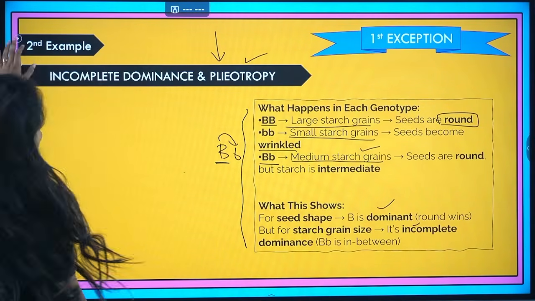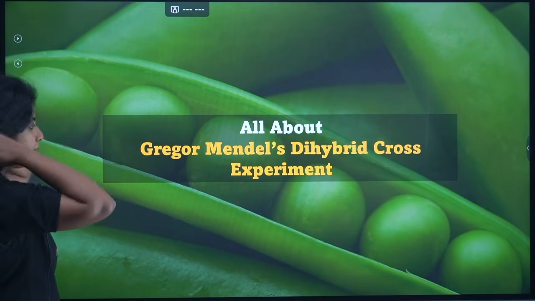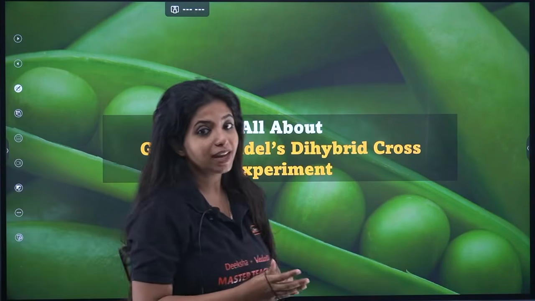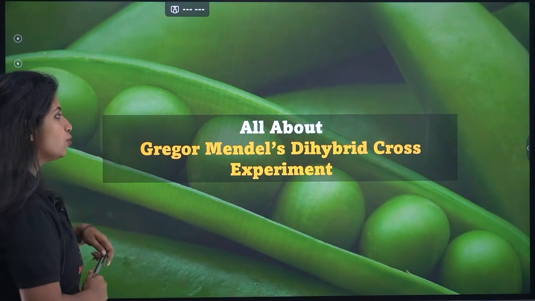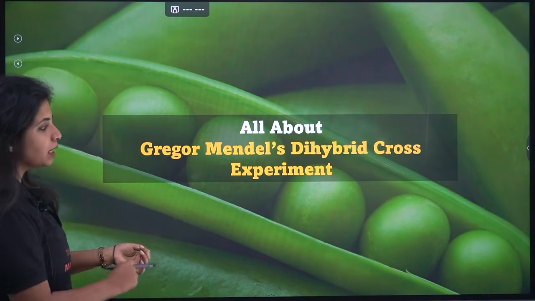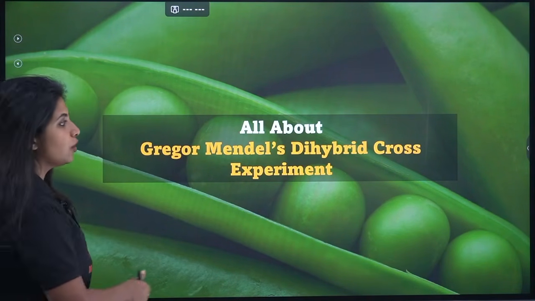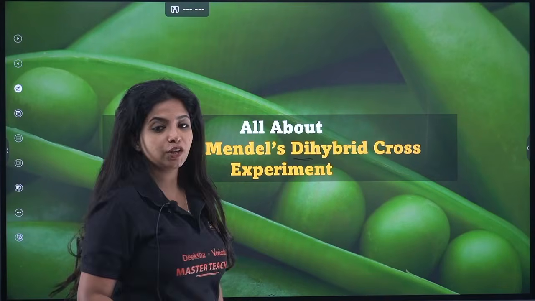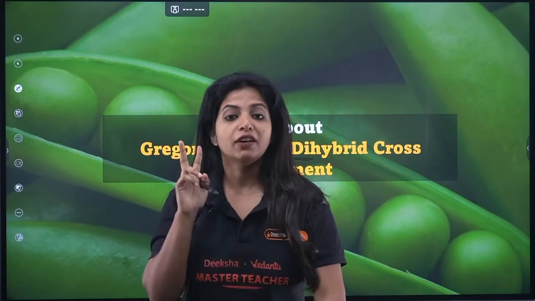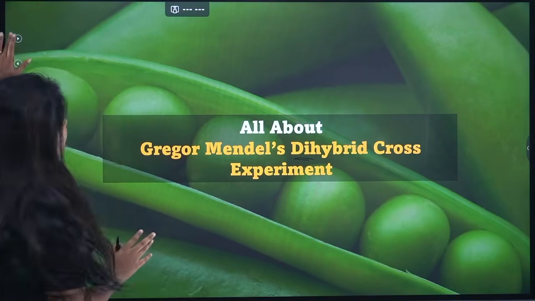Cool? Fine. Now we'll go ahead with Mendel's dihybrid cross experiment. And from this point onwards, we have to be a bit fast. Otherwise, this chapter will also take too long to get completed. So what is Mendel's dihybrid experiment? Over here, instead of talking about one character, you are going to talk about two characters, which is why it is known as a dihybrid cross. So what exactly happens over here?